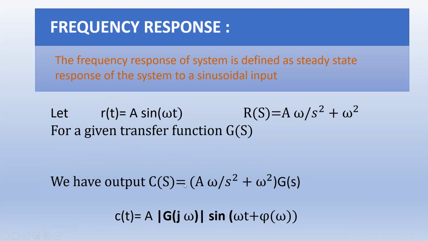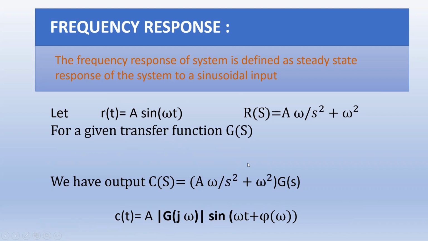If we do the inverse Laplace transform and find the output signal in the time domain, what we have is A into modulus of G of j omega. This is the magnitude of the frequency response. If we substitute s equal to j omega in this transfer function, we have the frequency response, and that frequency response is a complex number whose magnitude is the magnitude of G of j omega, which is multiplied with the input magnitude to give the output magnitude.